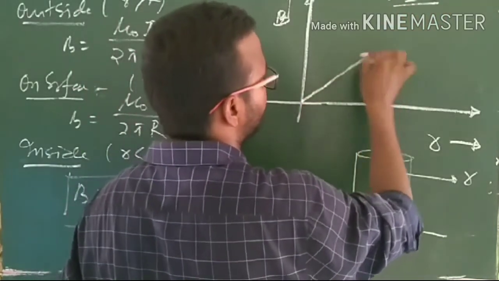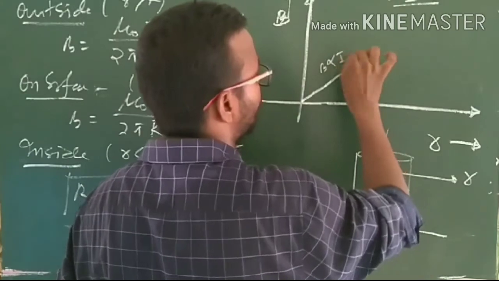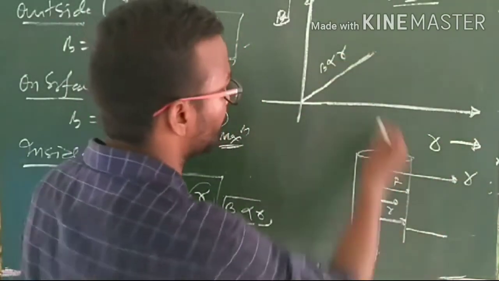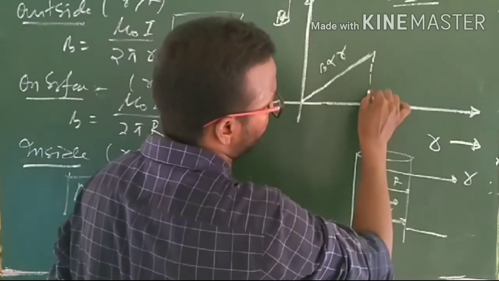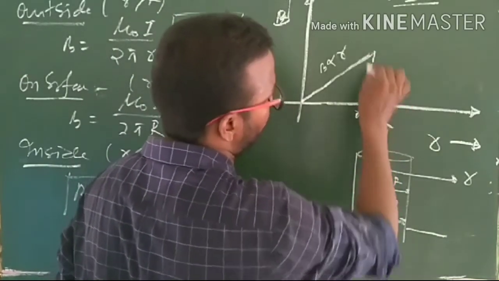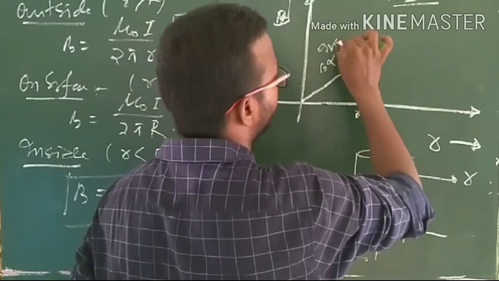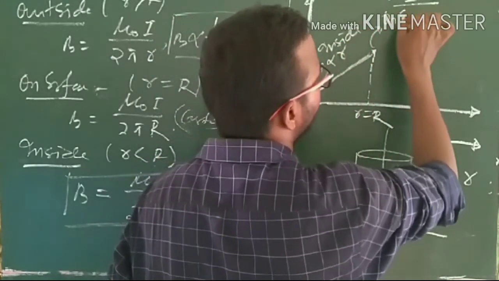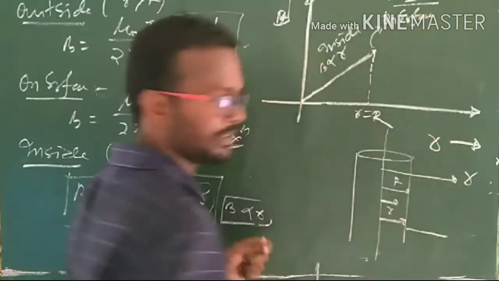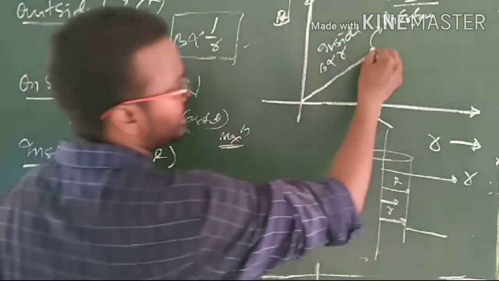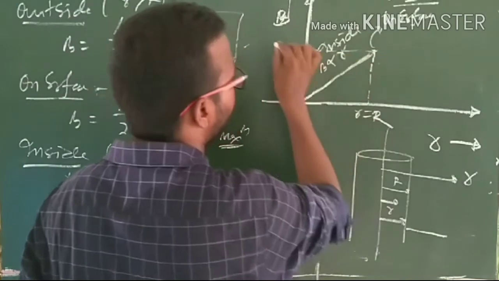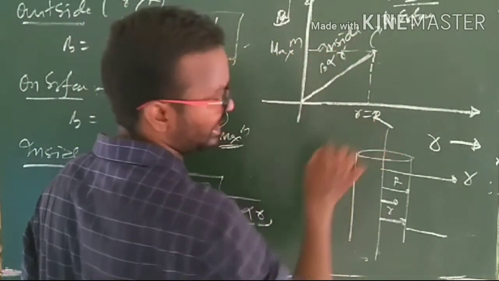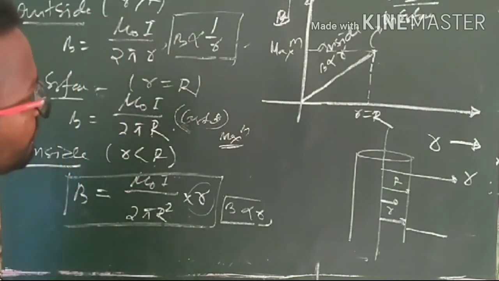So the magnetic field increases; B is directly proportional to r, because here r, and at this point r equals capital R. This is inside, and this point is known as on the surface. Clear? Because on the surface, the strength of the magnetic field is maximum. This is on the surface, where small r equals capital R.